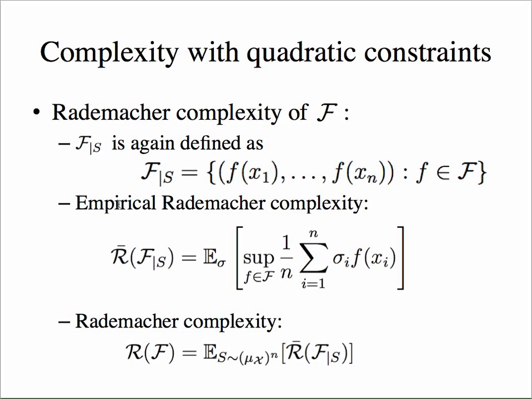training data examples. The empirical Rademacher complexity is then defined as the expectation over the randomness due to IID Bernoulli variables of the quantity which is the supremum over f in our function class of 1 by n times the inner product between the n-dimensional Bernoulli variables and the evaluations of the function over the training data examples. The Rademacher complexity is just the expectation of the empirical Rademacher complexity over the unknown source distribution, that is over the randomness of the sample choice.